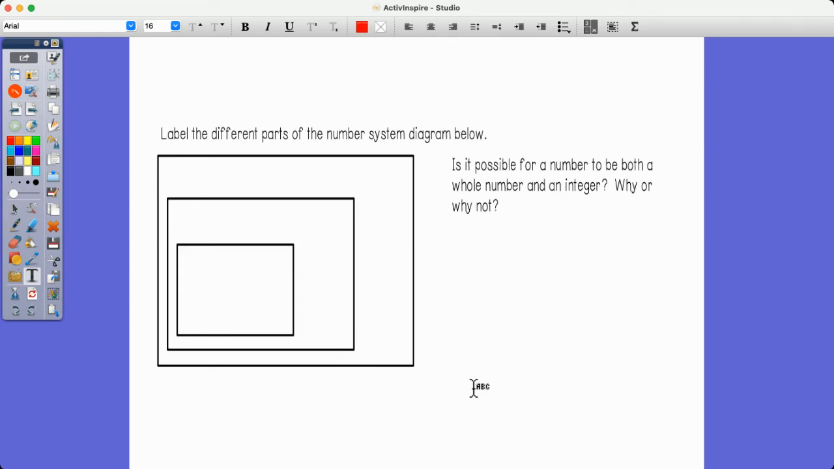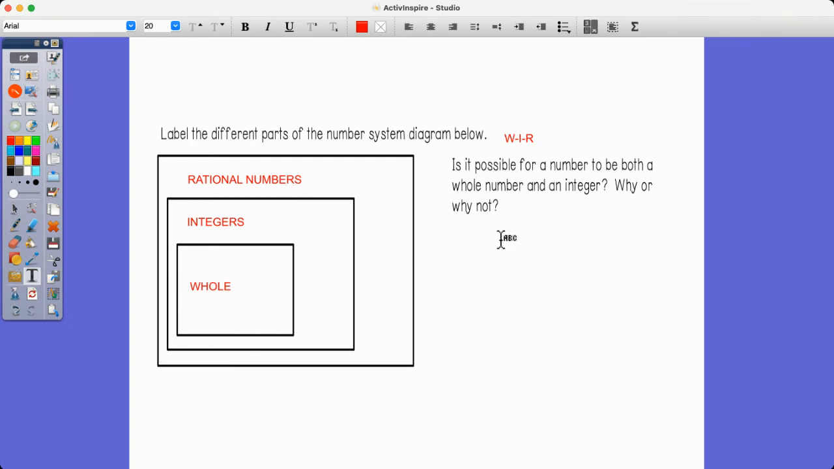Okay, we're going to label the different parts of the number system diagram below. Now, I like to remember it this way. Inside is whole numbers, and then next is integers, and outside is rational numbers. And I remember that with these three letters, W-I-R, just like that. You'll see me talk about W-I-R. It always starts on the inside and goes out, where the most exclusive would be the whole numbers and the least exclusive are the rational numbers.